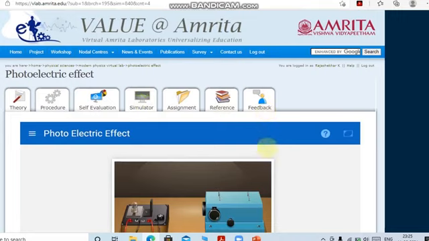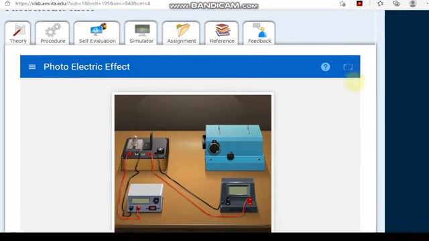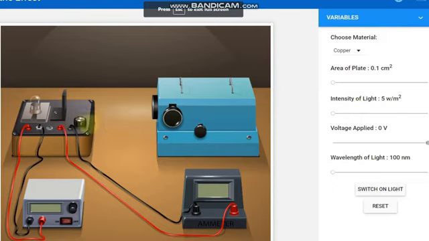So in this simulator part, you see this one, this is the photo tube, and there is a filter. This filter is used to make a monochromatic light incident on the photo tube. So to get monochromatic light, we are using these filters. And this is a power supply which shows the voltage also here, and an ammeter to measure the current. This is a light source.